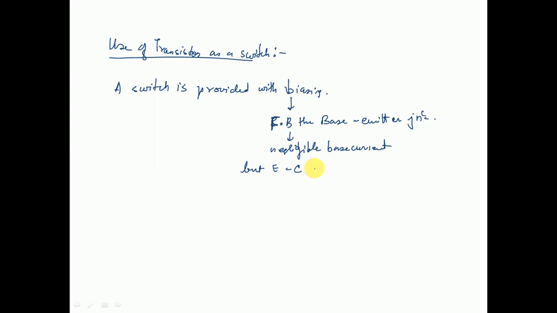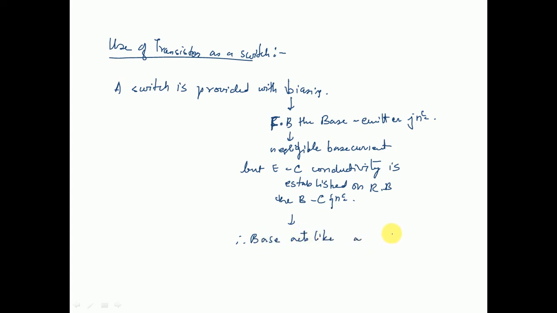But EC conductivity, that means emitter to collector conductivity, is established on reverse biasing the base collector junction. So basically, therefore, base acts like a potential bias to switch on the switch.